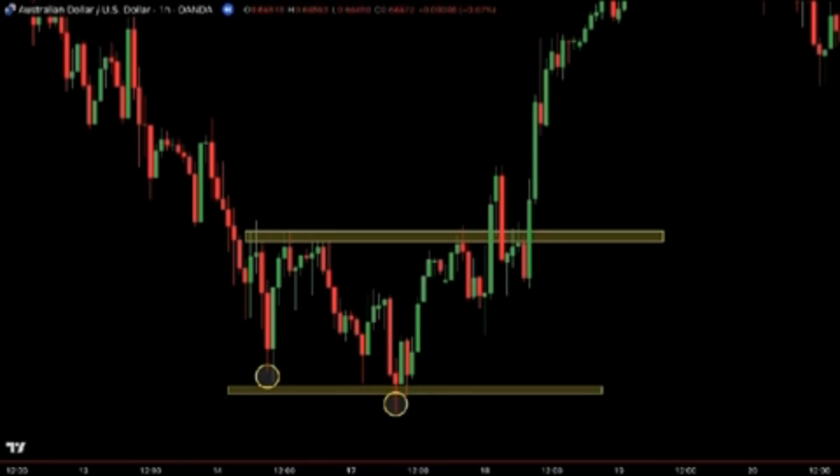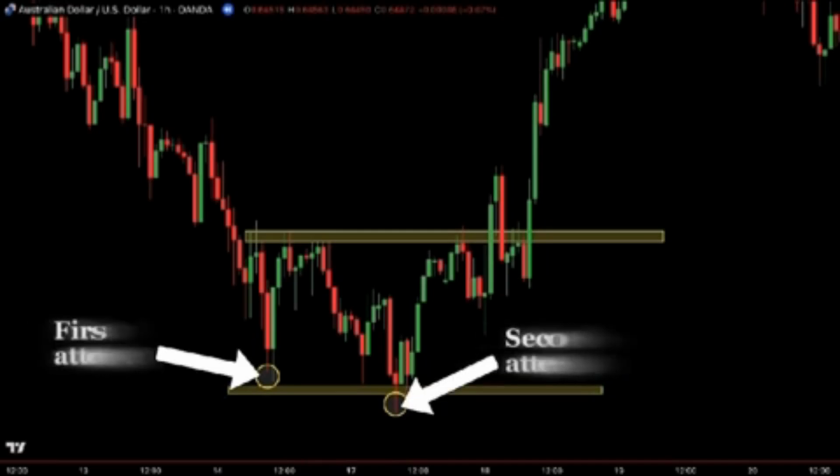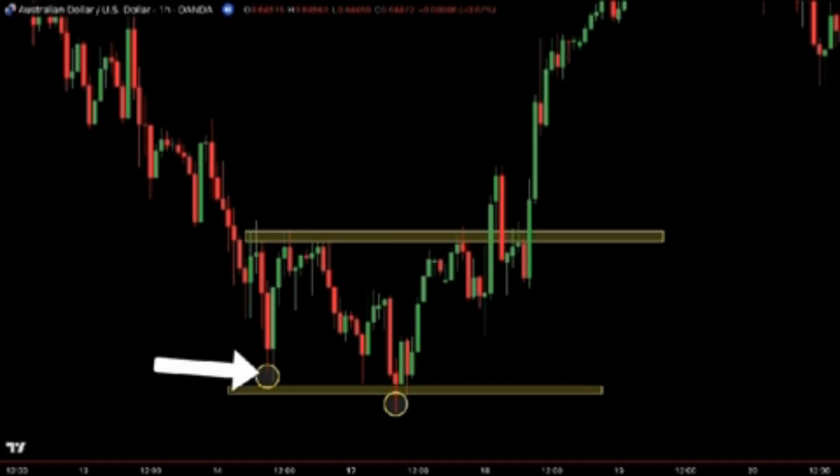A valid double bottom has three key parts. First low, price moves down and hits a support level. Pullback, price bounces up, but then comes back down for another test. Second low, price reaches the same support level but fails to break below, showing that sellers are weakening.